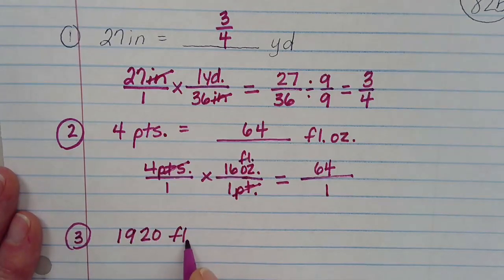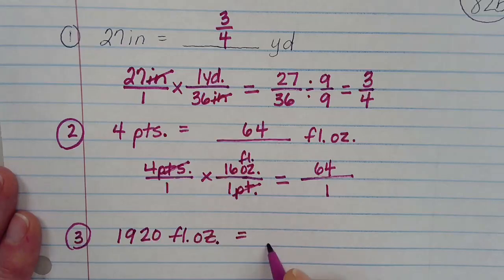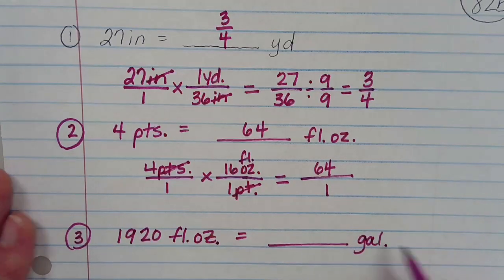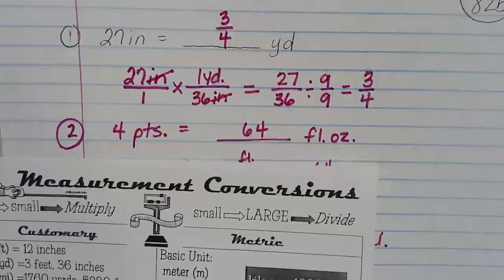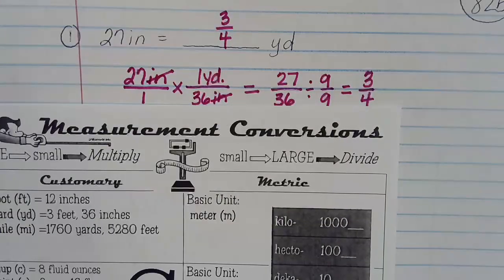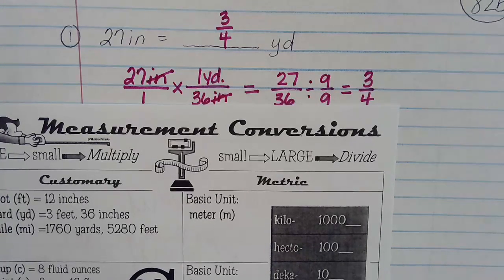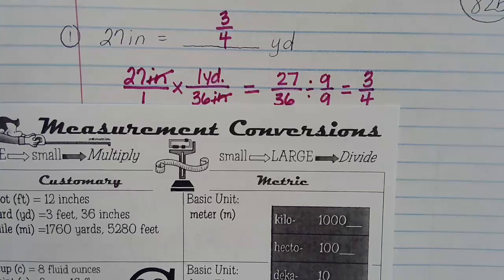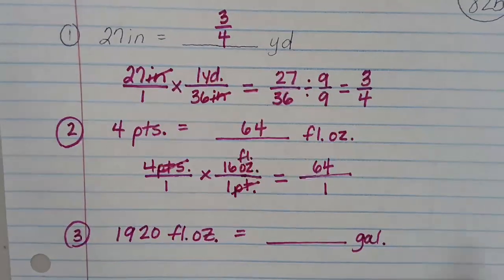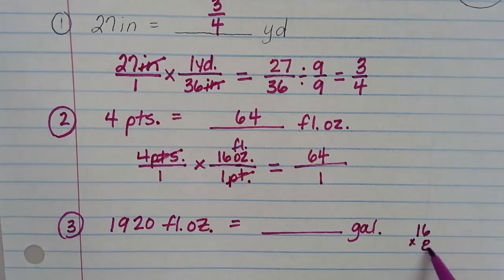All right, number 3 is 1,920 fluid ounces equals blank gallons. Okay, if I look at my chart and I see capacity, I see gallons, I see quarts, pints, and cups, but I don't see how much a gallon equals in ounces. I do see that 1 cup is 8 fluid ounces. So if I have 16 of them, I could take 16 times the 8, and I could get the answer of, oh, that's a 4. Sorry.